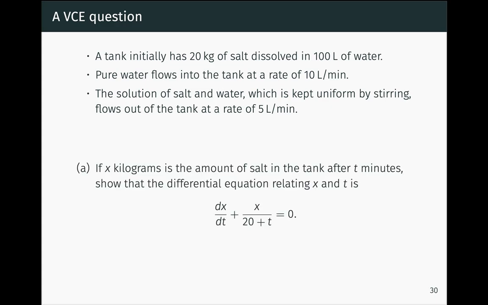All right, so here's an actual question. If x kilograms is the amount of salt in the tank after t minutes, show that the differential equation relating x and t is as given. Okay, so now if you scour the New South Wales syllabus, then this question is arguably askable, because it's about understanding. I can't remember the chapter and verse, but it's about modelling, right? And b, find the amount of salt in the tank after 30 minutes.